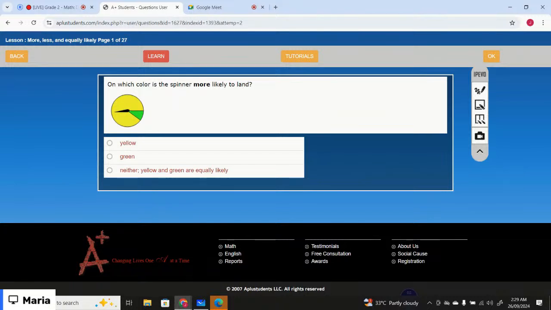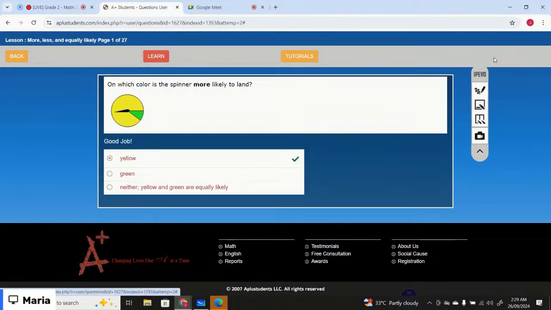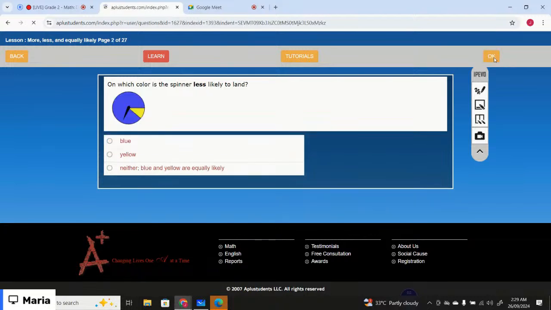Yes, it will more likely land on yellow, because most of the portion on the spinner is yellow. So the correct option is option number one. Very good. Okay, the next one is: on which color is the spinner less likely to land?